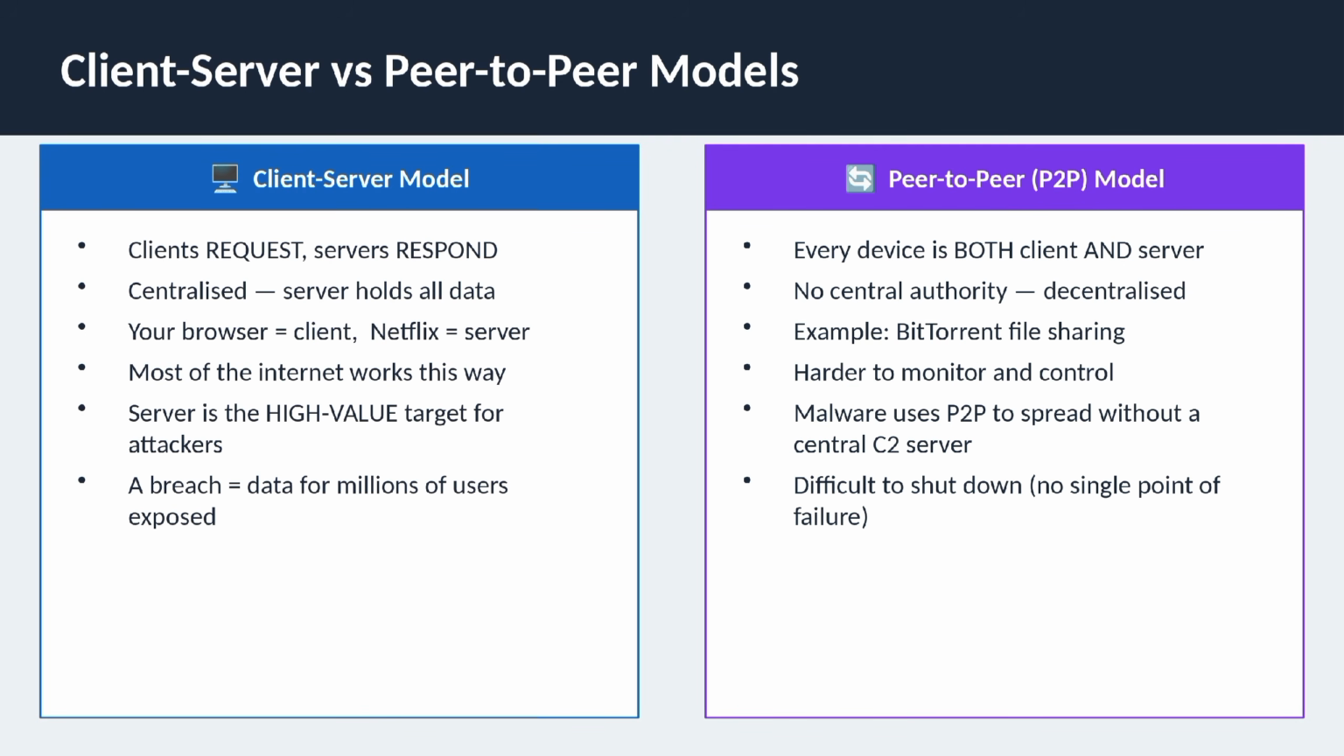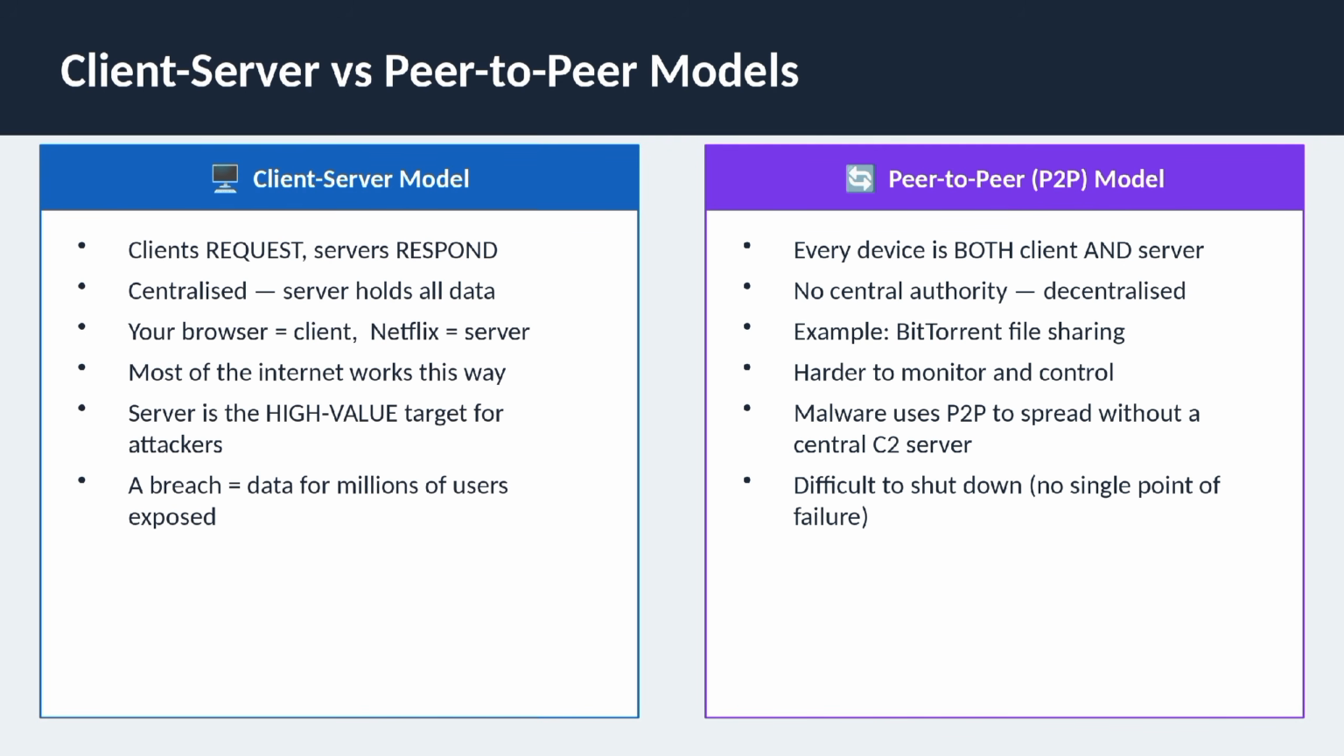Your phone is a client. Netflix, YouTube, Google, they're servers. The server is centralized. It has control. It has the data. Cybersecurity relevance. Servers are juicy targets. They hold data for millions of clients. Attacking the server gets you access to everyone's information at once. This is why servers need the most robust security.